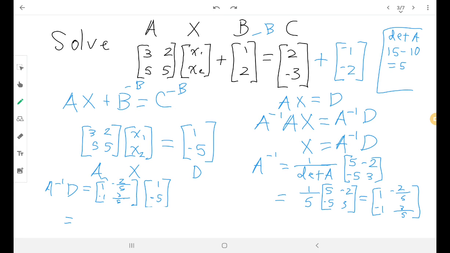So it's 1 times 1, which is 1, plus negative 2/5 times negative 5, which a negative times a negative is positive, and then you'd have 2 times 5 over 5. The 5s would cancel, so I would just get 2. And then that would be my first row.